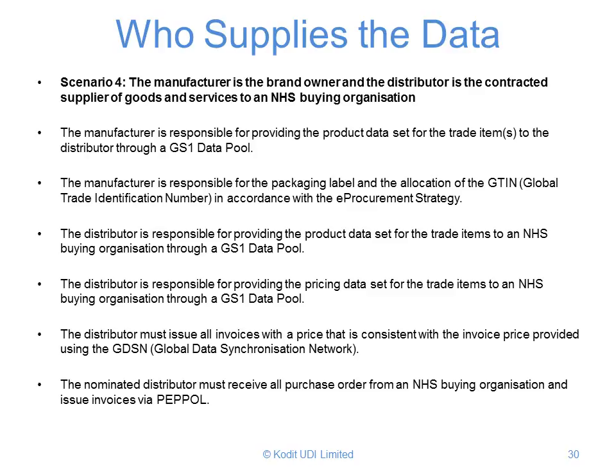In this supply scenario here, the manufacturer is the brand owner. They have to provide the product set to the distributor through the GS1 data pool. The manufacturer is also responsible for the labeling. However, it's the distributor who has to provide the product data to the NHS via a data pool. The distributor provides the pricing data to the NHS through the data pool, and the distributor receives all invoices via PEPL.